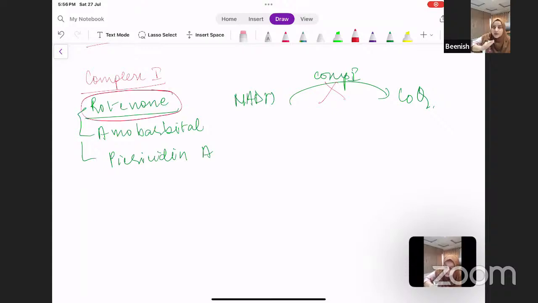Okay, what is rotenone? Your rotenone is a plant product and it inhibits your complex 1. Therefore, your rotenone is used as a fish poison or an insecticide because it has been found that in various fishes and in insects, it is strongly inhibiting your complex 1. Amobarbital also inhibits complex 1. Your piericidin A competes with coenzyme Q. So instead of your electron passing to coenzyme Q, it is given to piericidin A.